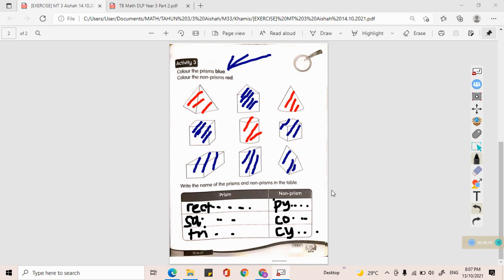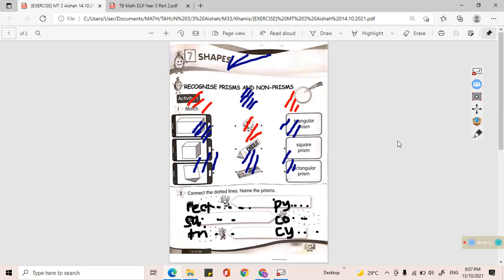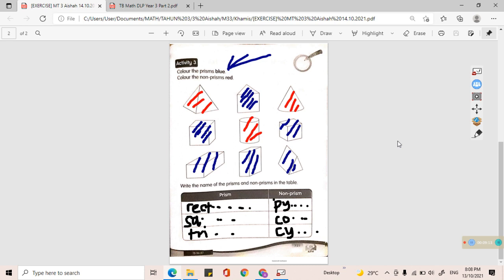Alright, that's all the exercise that you have to do today. 2 pages only, 129 and 131. If you have any questions about this exercise or you still do not understand what is the meaning of prism actually, okay, you can ask me directly.